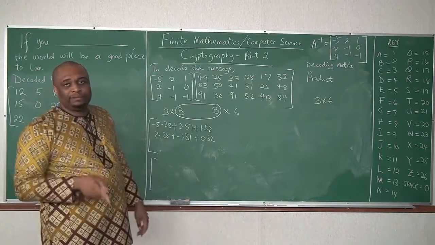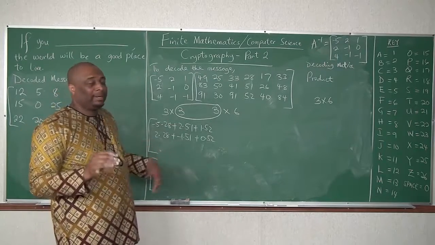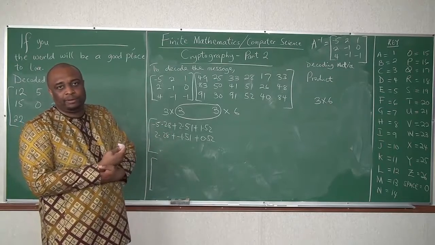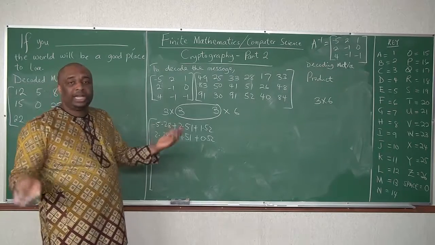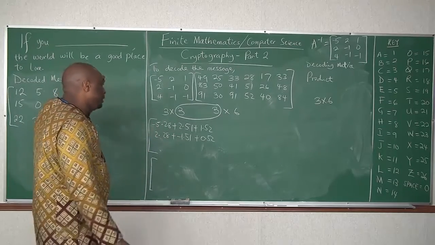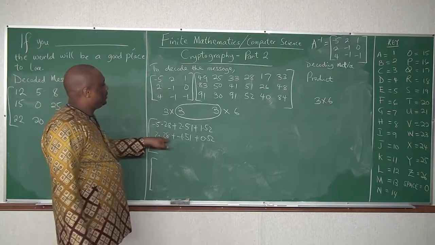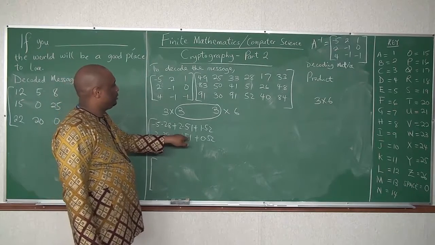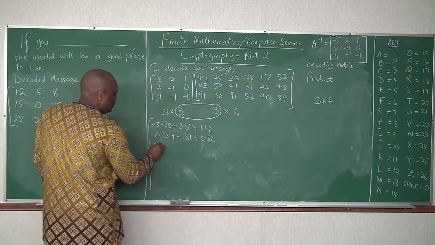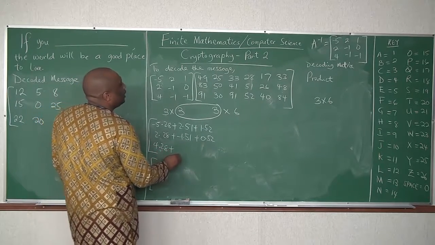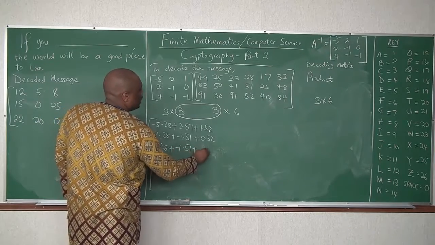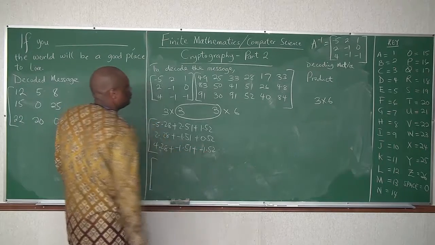Yeah, but in class you have to do this. You have to do it step by step on your own. Now you can use your TI-84 or TI-84 Plus to check your work, to verify, but you still have to show your work. Now this will be 2 times 28 plus negative 1 times 51 plus 0 times 52. Then 4 times 28 plus negative 1 times 51 plus negative 1 times 52.